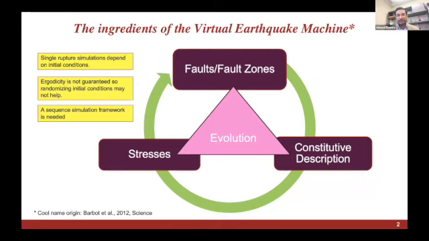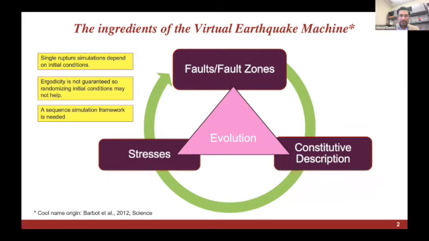And ideally, what we would like to do is to build a virtual earthquake machine where we can track the co-evolution of stresses, fault zones, and constitutive description in the bulk in a self-consistent way. Of course, one can think of an approach of running single dynamic rupture simulations with different initial conditions and looking at the ensemble of the results, and that's a valid approach.